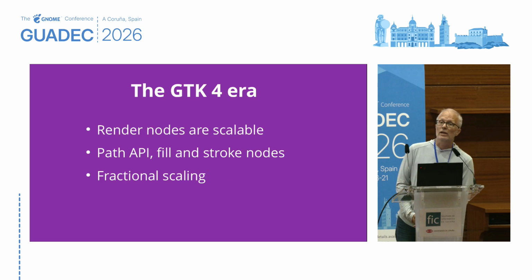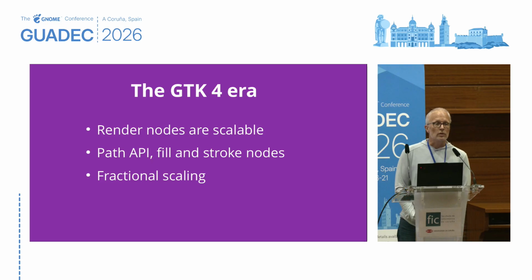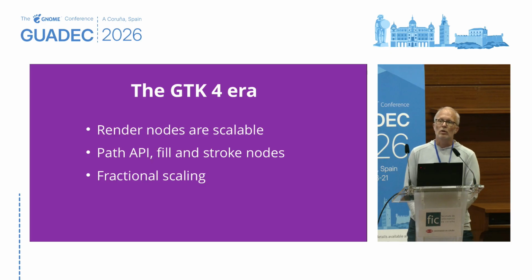And that's where things stood with GTK and SVG when we released GTK4. And that's where they still stood in 2024 after quite a few GTK4 releases. But on the GTK side, things did actually change a little bit because with GTK4, we do have render nodes as an API, which are scalable. And early on in the GTK4 era, we added path APIs, and we also added nodes for filling and stroking paths, which in theory gives us an API that we could translate SVG to without rasterizing it first.